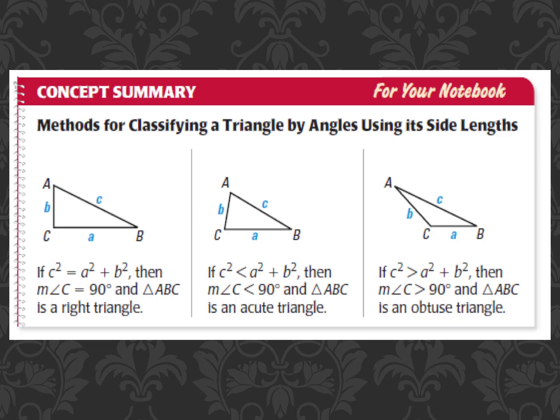And then your last slide here, the first one is the converse, where if a squared plus b squared equals c squared, it's a right triangle. The middle one is when c squared is smaller than a squared plus b squared, then it's acute. And then the last one, when c squared is greater than a squared plus b squared, then we know it's an obtuse triangle. So this is the end of 9-1, and you have your homework on big ideas.